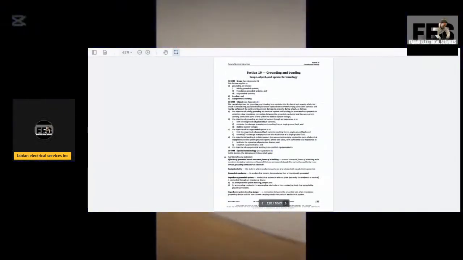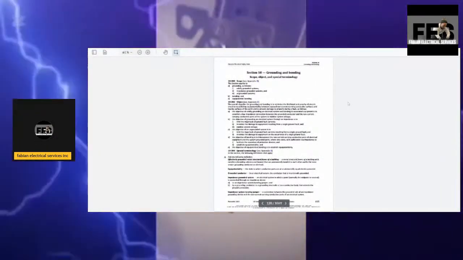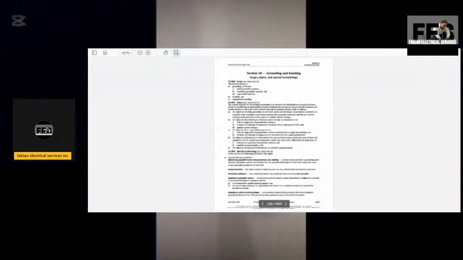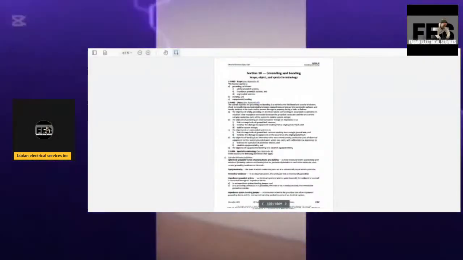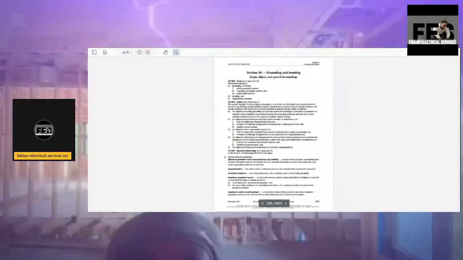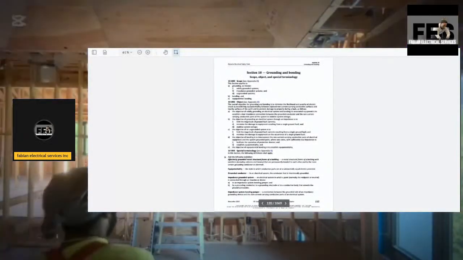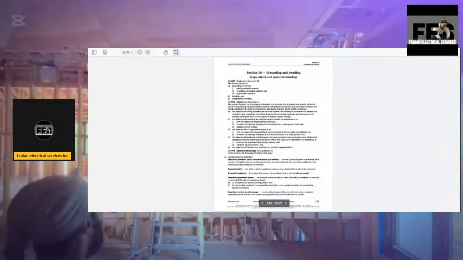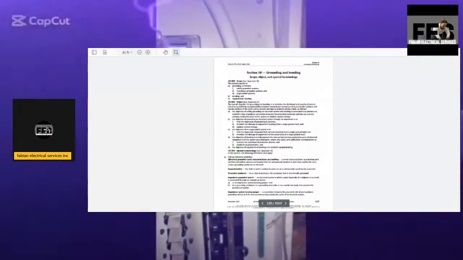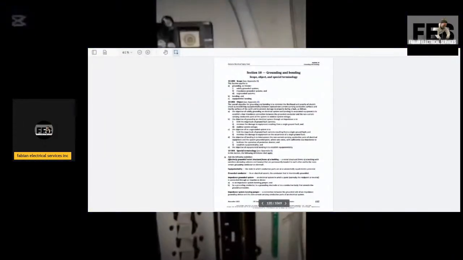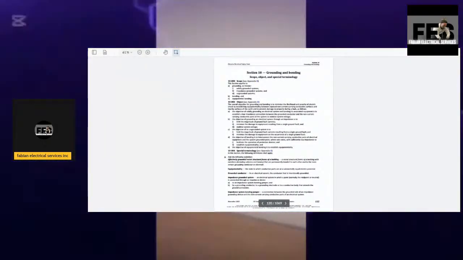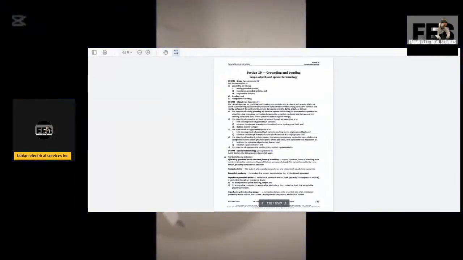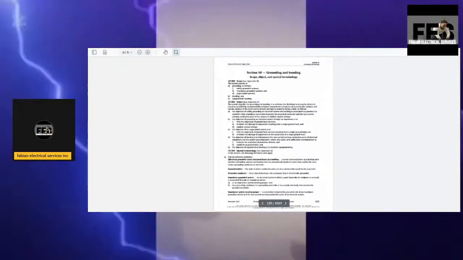So here we go. This is the grounding and bonding. So again, grounding and bonding. This is section 10. Grounding as follows: solidly grounded systems, impedance grounded systems, and ungrounded systems. Bonding and equipotential bonding, which tells you to see Appendix B.